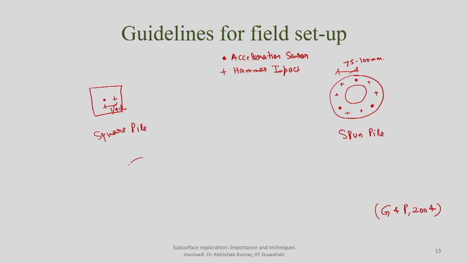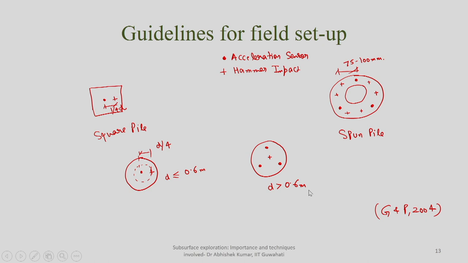Similarly, in case of a circular pile, the minimum distance between the two should be D/4. This is particularly when the diameter of the pile is less than 0.6 meter. If the diameter is more than 0.6 meter, you can have the hammer impact in between and then acceleration sensors all around. This is for D greater than 0.6 meter.